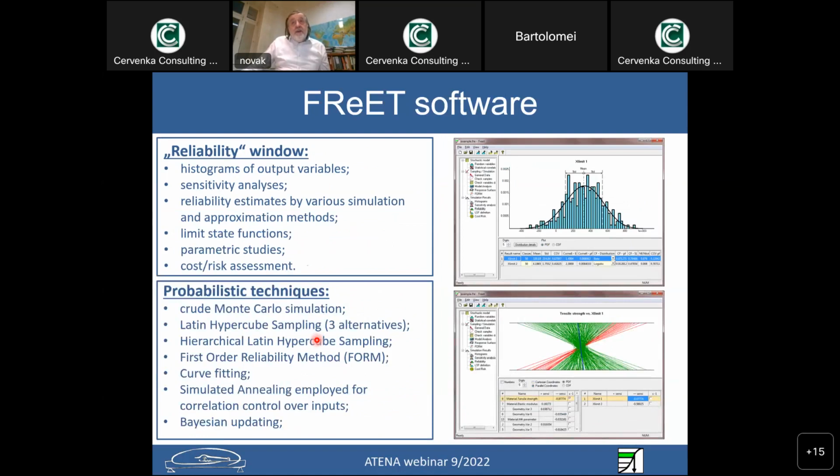So in the reliability window, after a Monte Carlo type simulation, there is a histogram of output variables. And you can see sensitivity measures, reliability estimates by a variety of techniques, also some parametric studies can be done, etc. So in the software, the following probabilistic techniques are implemented: crude Monte Carlo simulation, Latin Hypercube sampling in 3 alternatives, hierarchical sampling, an approximation technique, the first order reliability method, curve-fitting technique, simulated annealing for correlation control, and also Bayesian updating.